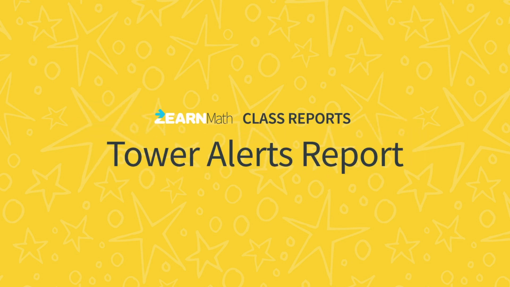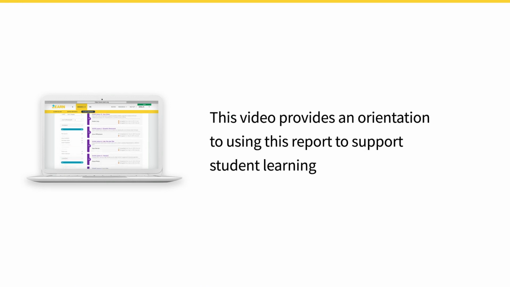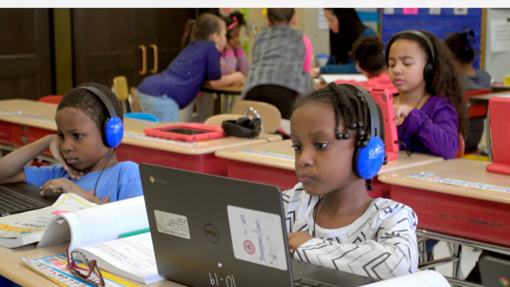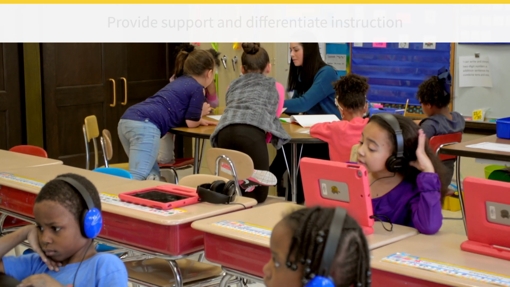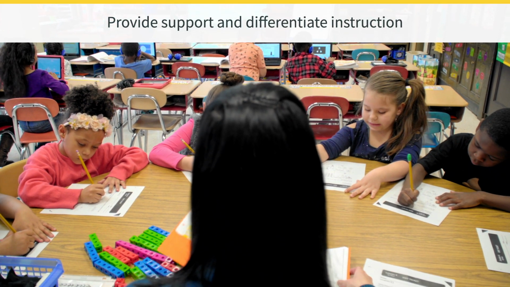The Tower Alerts report is one of the class reports available to educators through a Zearn Math Teacher account. This video will provide a detailed walkthrough of all of the data and insights in the report. Teachers can use the Tower Alerts report to identify if students are struggling with a particular concept, so they can provide support and differentiate instruction to meet students' needs.